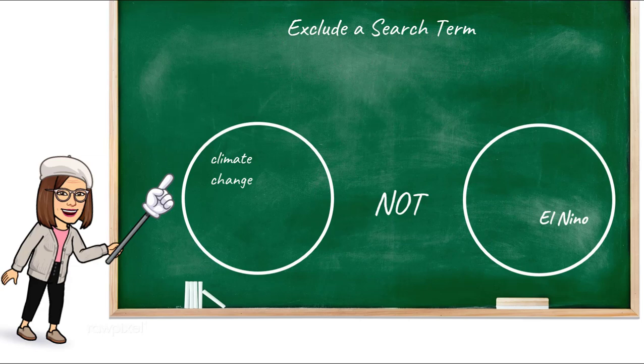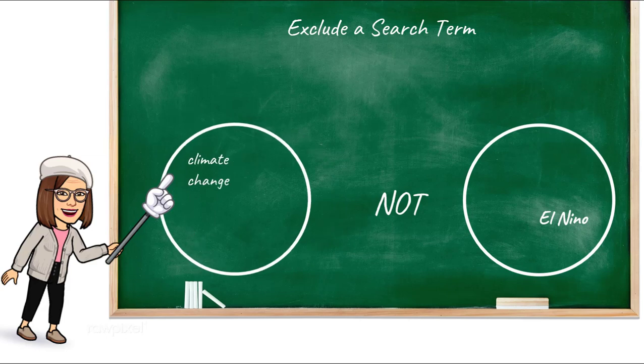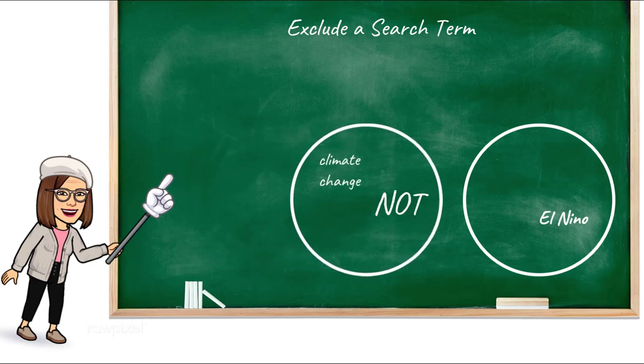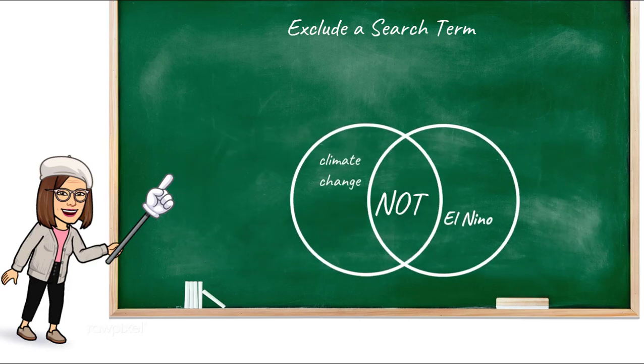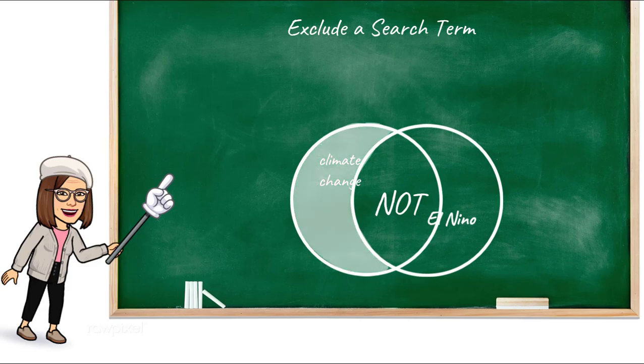To exclude a search term from a result set, use the Boolean NOT. When climate change is combined with El Niño using the Boolean NOT, it excludes all articles that include El Niño when running a search for climate change.